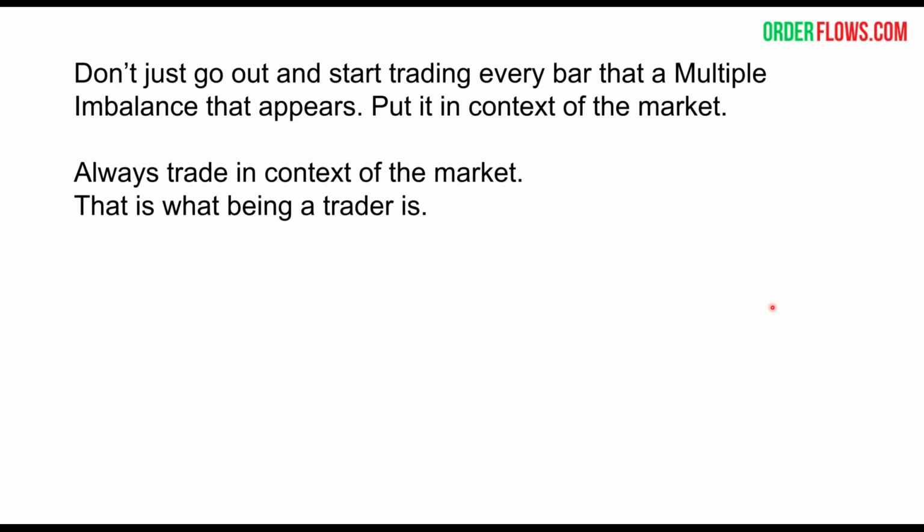If the market tells you there's aggressive selling coming in at this high, that's great information. Or if you're at a low of the day, a swing low, and the market is showing you that the aggressive buyers are coming in, you've got a lot of buying imbalances telling you traders are scooping up these low prices. Take advantage of it. That's what putting it in context of the market is. Just don't go out and blindly trade every bar that has multiple imbalances.